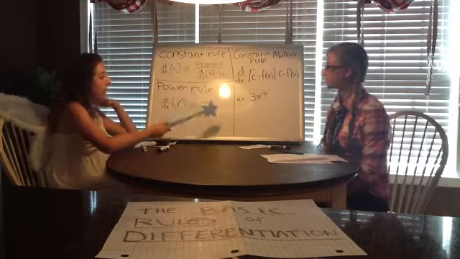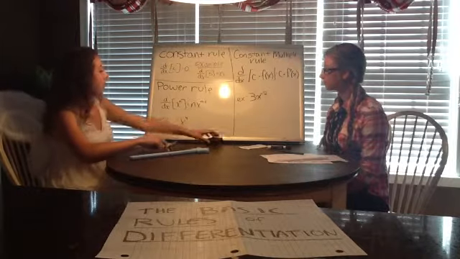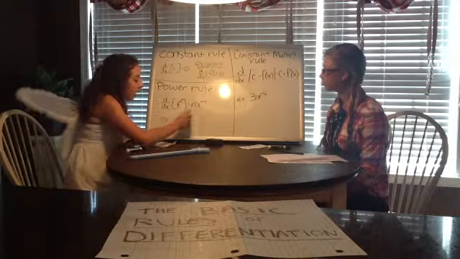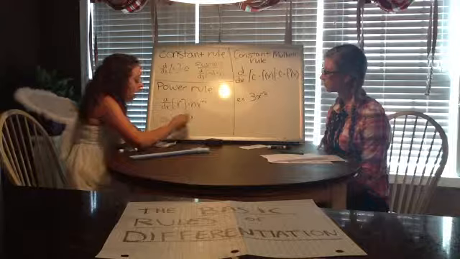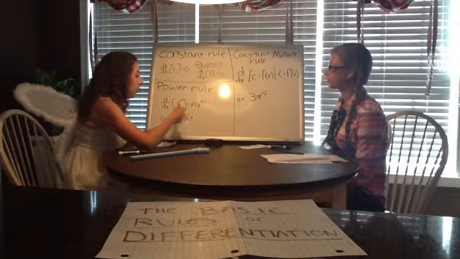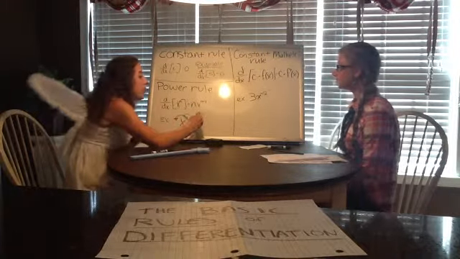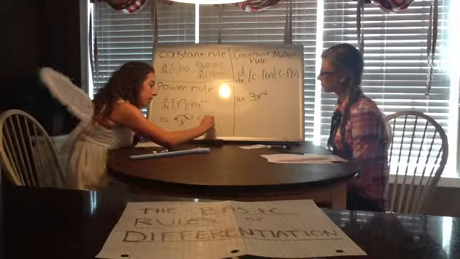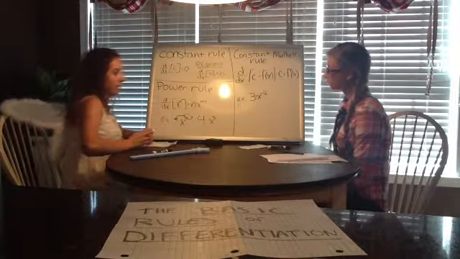Also, let's look at the power rule. What you're going to do for these is you take the exponent and bring it down in front, and then you subtract 1 from the exponent. So for this example, x to the 4th is going to be 4 times x to the 3rd.